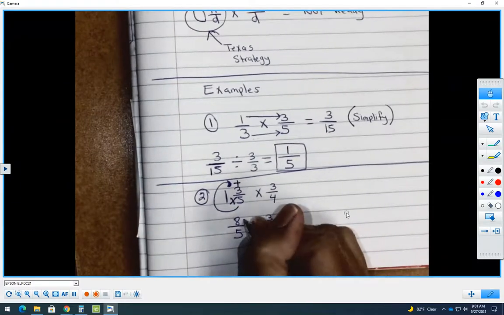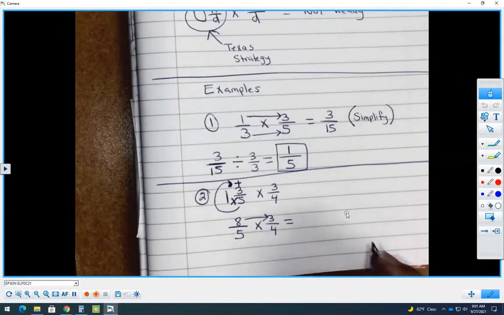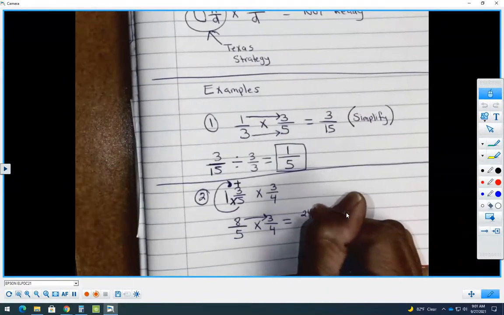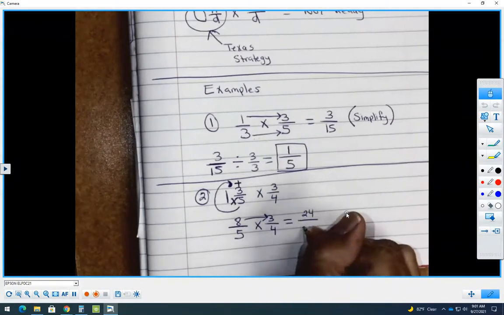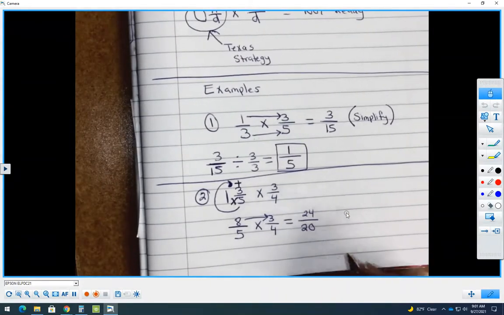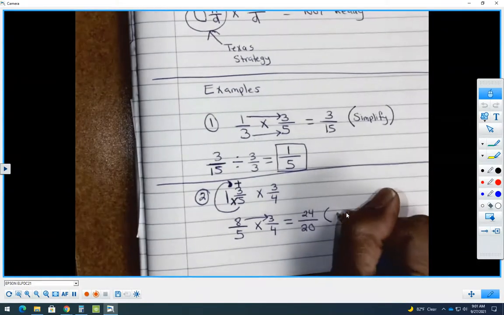We just draw an arrow across because that's what we're going to multiply. What's 8 times 3? 24. What's 5 times 4? 20. Big number. Now that's still improper, so we don't like that. Like he said, we don't want an answer to be improper. However, before I even worry with that, I first have to ask, can I simplify this thing?